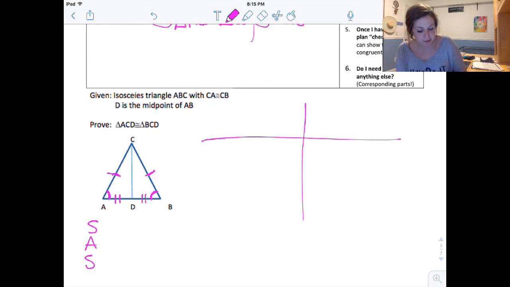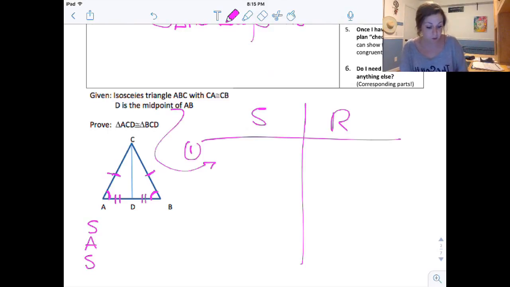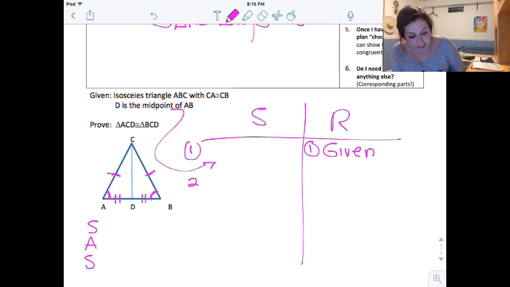Let's statement reason this. Again, make sure number 1 is copying your given exactly, rewriting it out. I am going to save the time only because this is a live stream, but you should be copying that out completely. So number 2, let's see what we've got. From my given, how many congruent statements do I have? I have this 1, so I'm going to check that off.